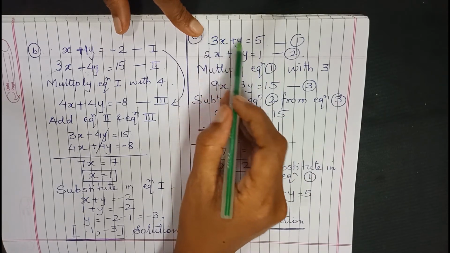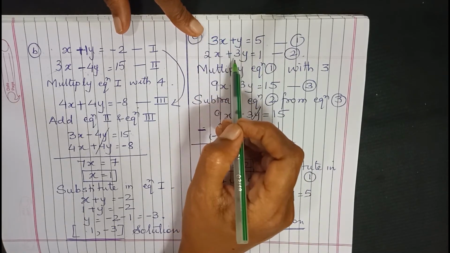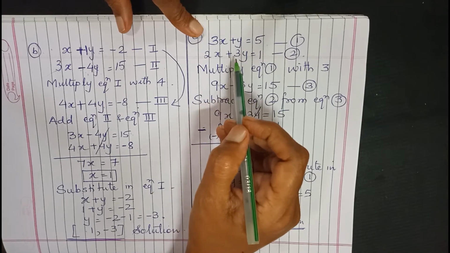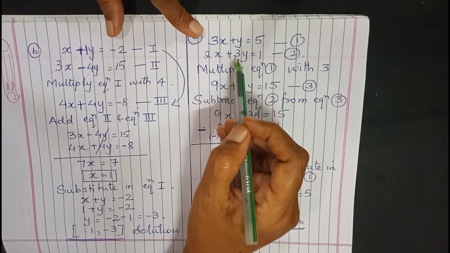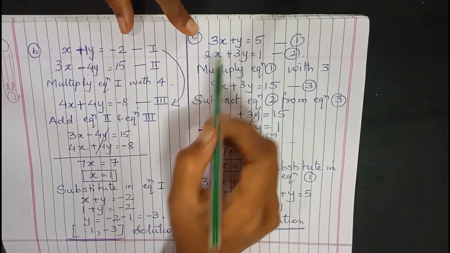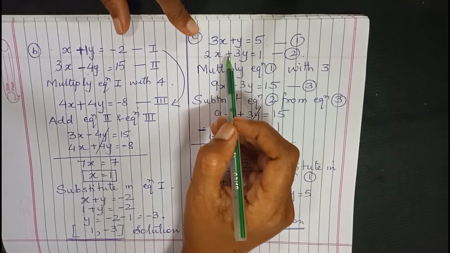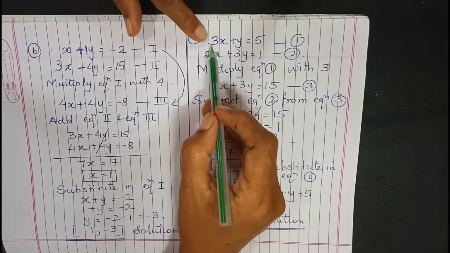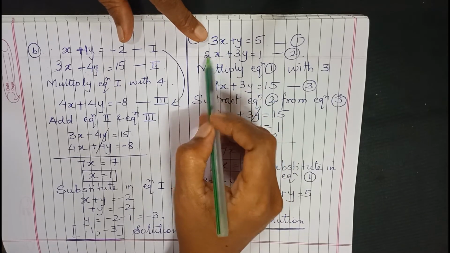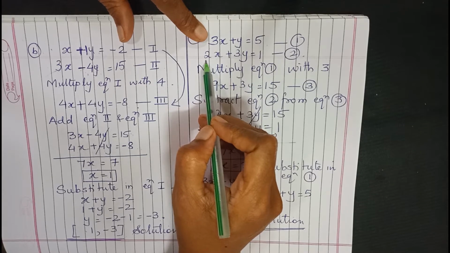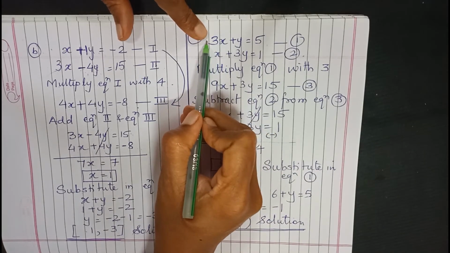Now here you can see all the signs are plus. There is no minus. So that means we will not be able to do addition but we will have to do subtraction. And now for doing subtraction, we will have to decide which coefficient we can make equal very easily. Now just look at x. Here there is 3 and here there is 2. So if I want to make this equal, which will be 6, I will have to multiply this with 2.